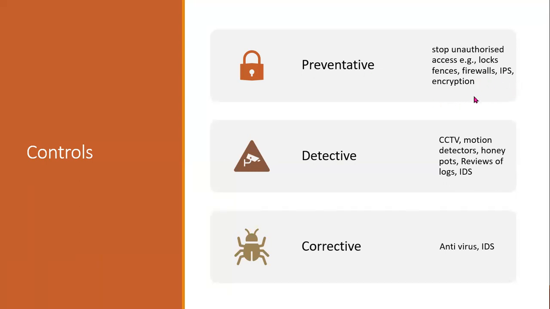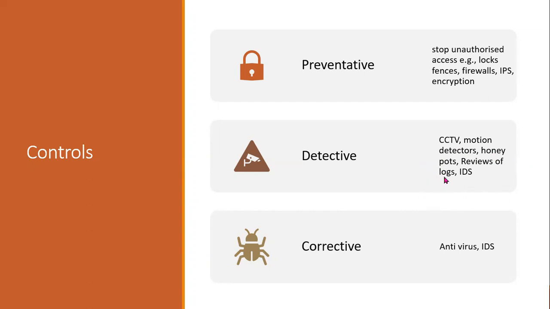These are preventative controls. Detective controls: CCTVs, motion detectors, honeypots. A honeypot is a system that is used to trap cyber criminals, to lure them to a system where an internal information security team can then try and study their methods of attack, try and study what exactly they're seeking to do.